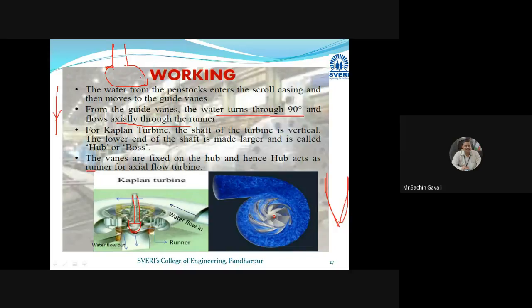So these blades are attached on this, and water will strike. Here one vane is there, and on this the water is going to strike and it will rotate. And rotation means, as the blades rotate, definitely the hub will rotate, as it acts as the runner. And if there is rotation, it means we are generating mechanical energy. Vanes are fixed on the hub and hence the hub acts as a runner for the axial flow turbine.